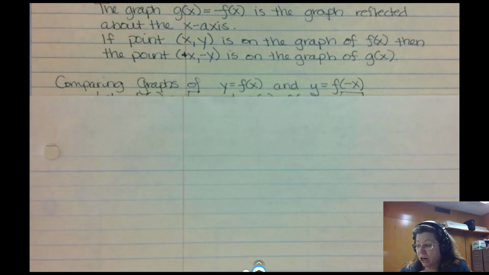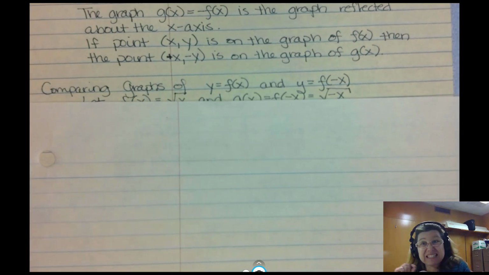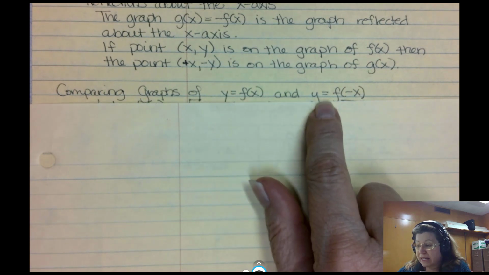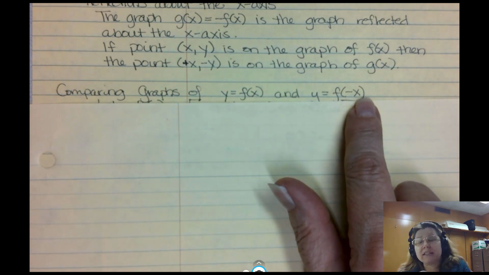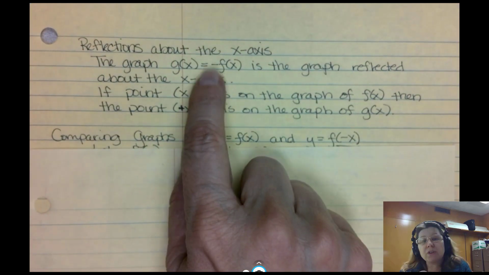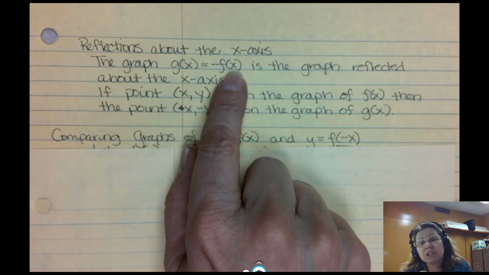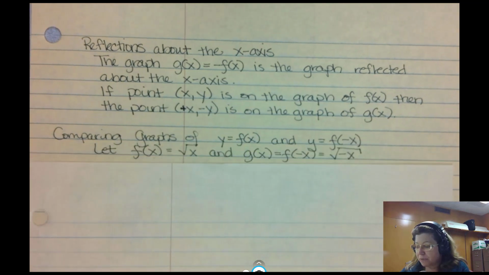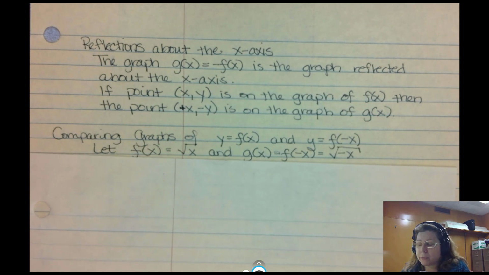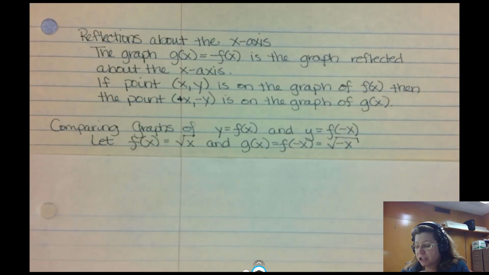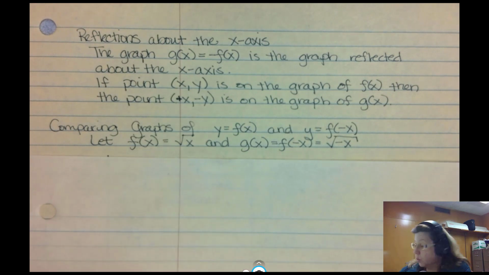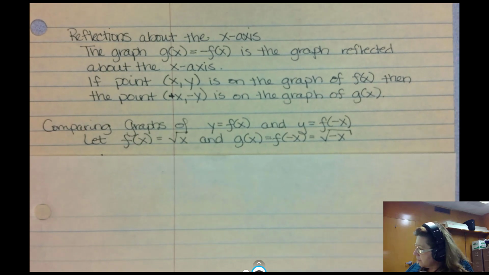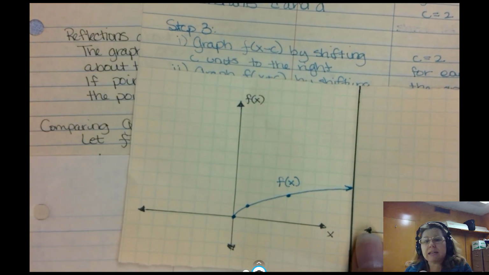So let's compare now a different scenario. y equals f of x and y equals f of negative x. In the previous example, the negative was on the outside of the function notation. This is on the inside of the function notation. You might be able to anticipate where we're going with this. Let's let our function this time be the square root of x. We've already seen what it looks like, and it looks like this guy. That's our square root of x.